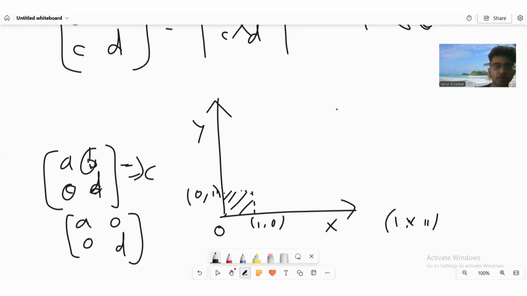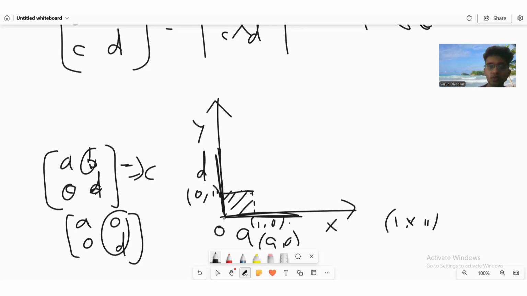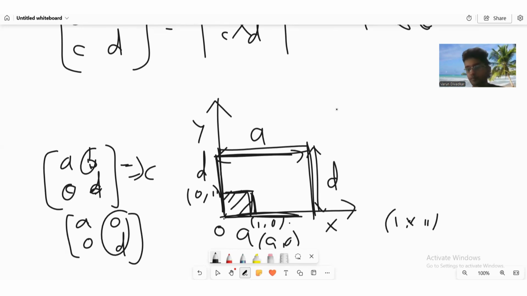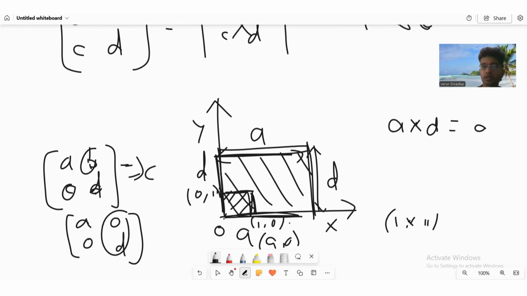So which basically means that now 1, 0 has become A, 0, right? So anything in the x direction gets stretched by A units, right? And anything in the y direction gets stretched by D units, right? So the original unit square has now become something like this. This is A, and then this is D, right? So the area of this rectangle is A multiplied by D, which is basically AD.